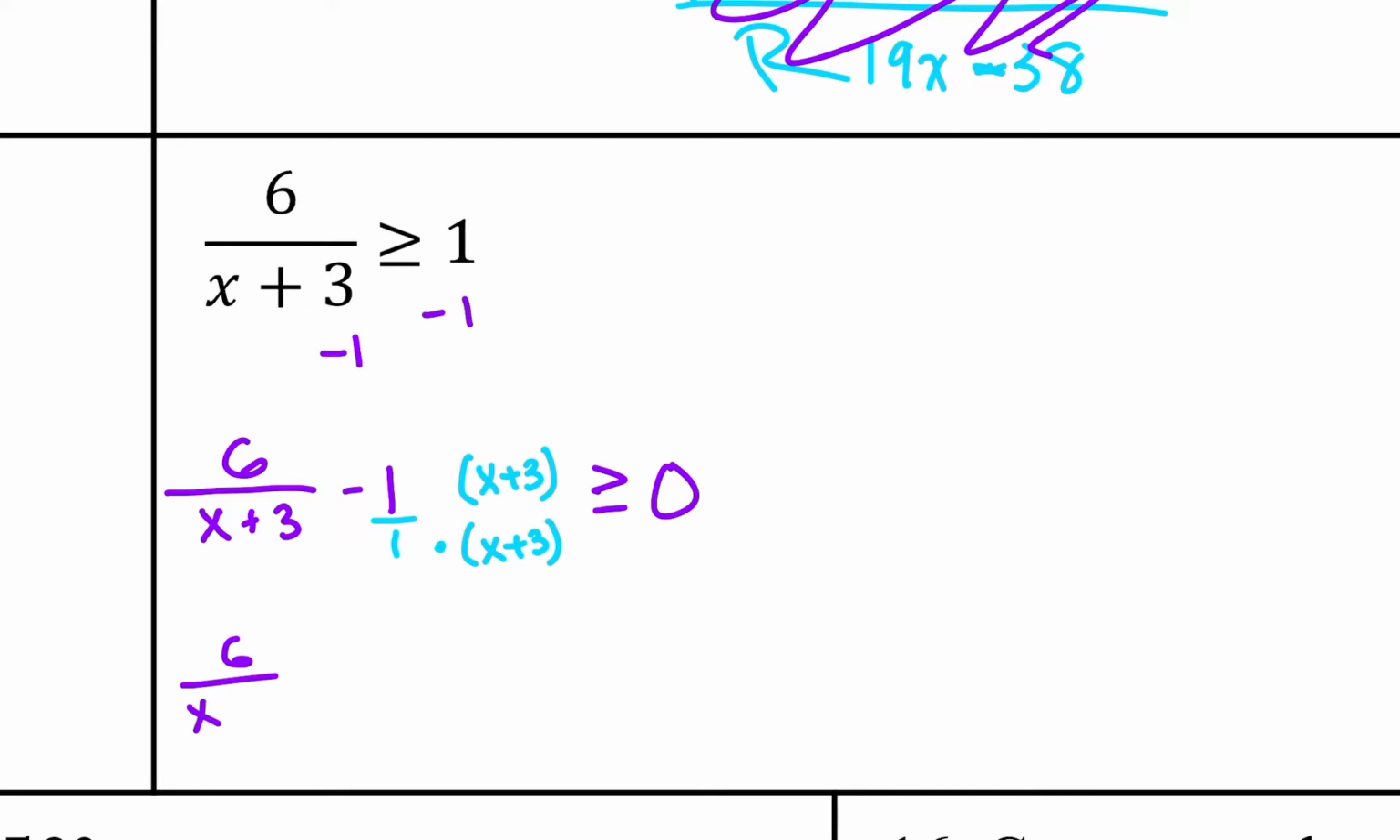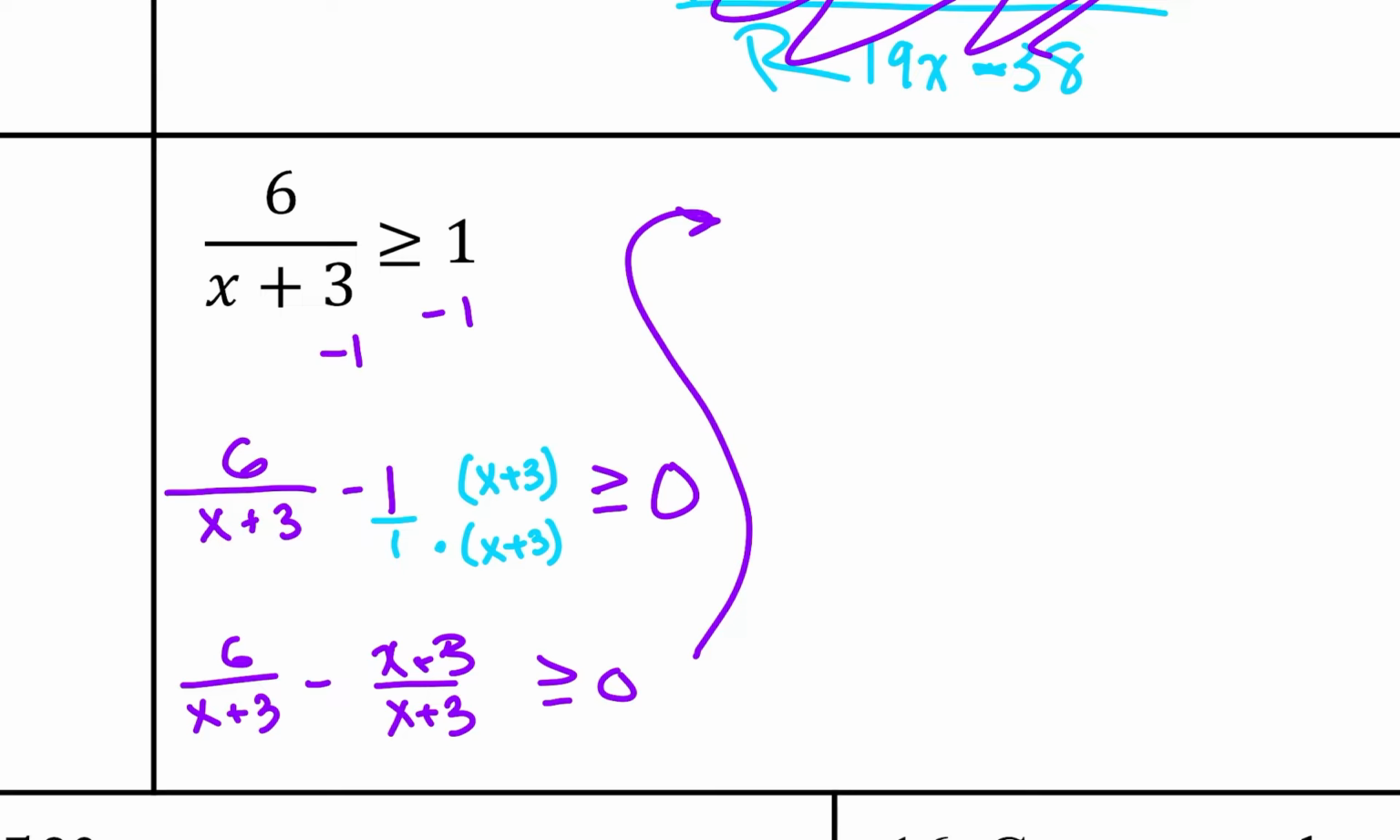So I've got 6 over x plus 3 minus, and in the top we got x plus 3 over x plus 3. Again, noting that if I put those together, x plus 3 divided by x plus 3, we get 1 again. So it didn't really change the problem. But now I can actually set this up and solve this problem.